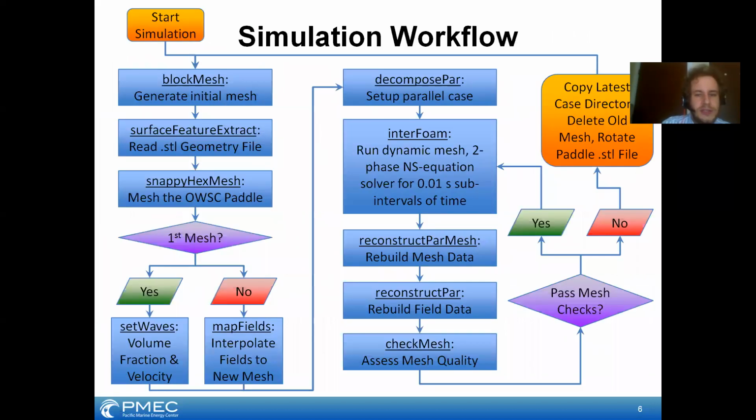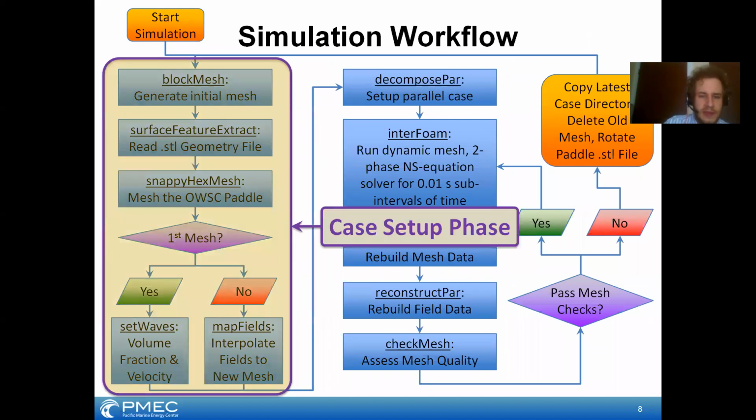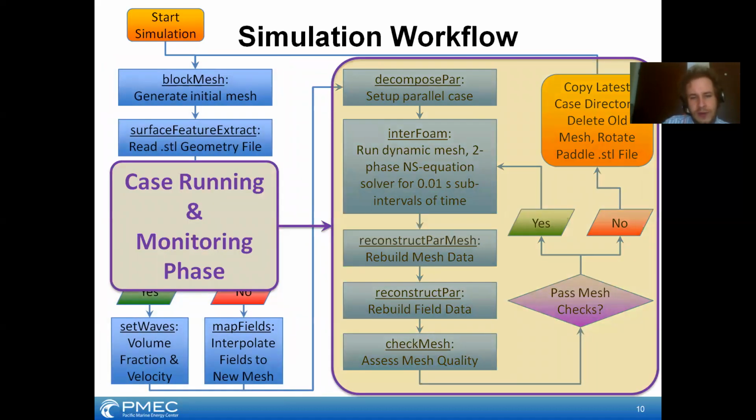So going through our simulation workflow, it looks kind of complicated here, lots of steps using different commands in OpenFOAM. But the main thing is that it can be broken down into 2 phases. The first one is the case setup phase, where you're doing your meshing and setting conditions or interpolating from one mesh to the other. And in your case running and monitoring phase, you're setting up the simulation and running it, and then extracting data for post-processing and checking the mesh quality. And if you find it's necessary, you go back to the start and redo the setup phase again.